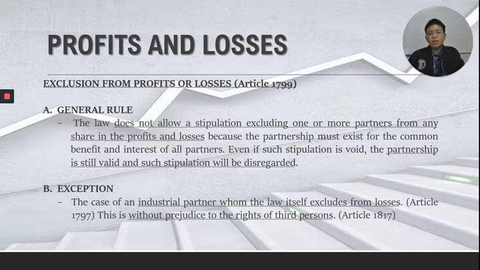Anyway, exception, katulad nga ng sinabi ko, industrial partner may be excluded from losses. Yan. So, in case of losses, remember, pwede natin i-exempt ang industrial partner. Bakit? Kasi law na mismo ang nagsabi, industrial partners are excluded from losses according to 1797. So, hindi siya kasama sa loss, obviously, even by stipulation, although that is redundant already kasi nga law na ang nagsabi. And remember, class, that this exception is without prejudice to the rights of third persons. Itong tandaan nyo sa 1797 in relation to 1799 and also 1817.